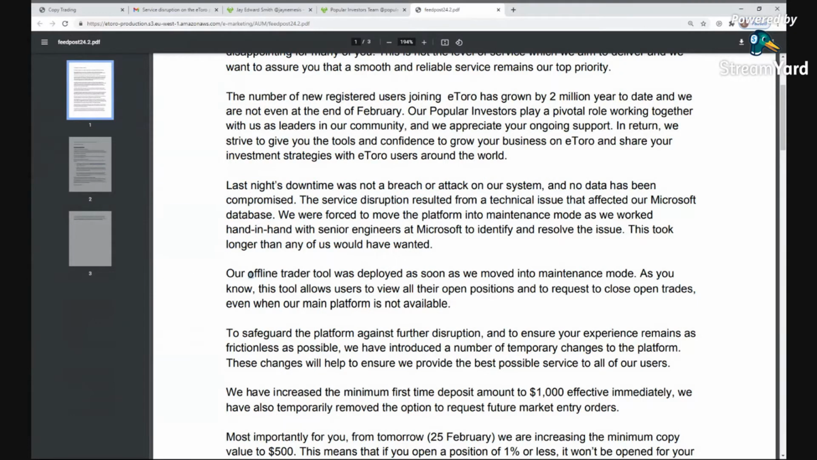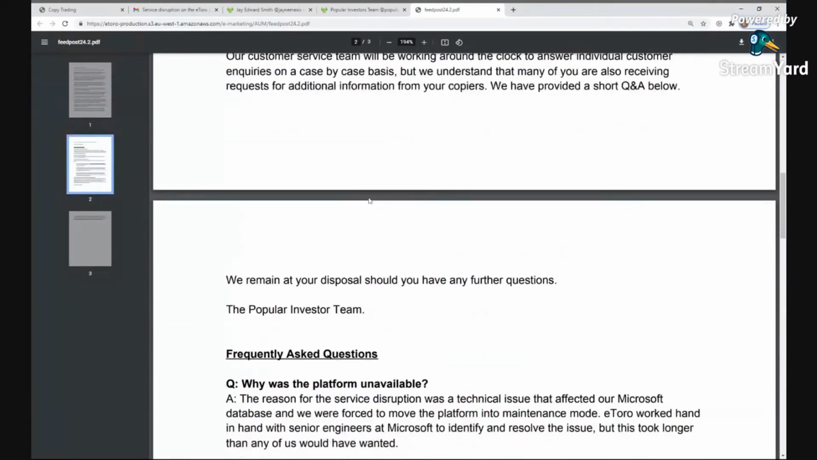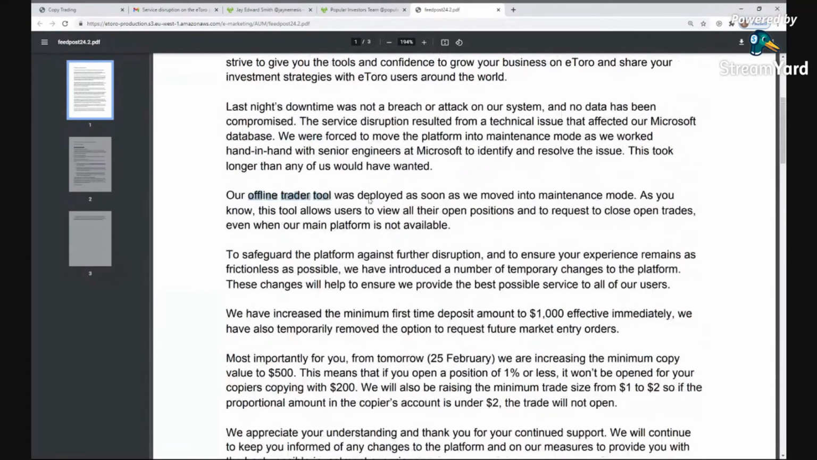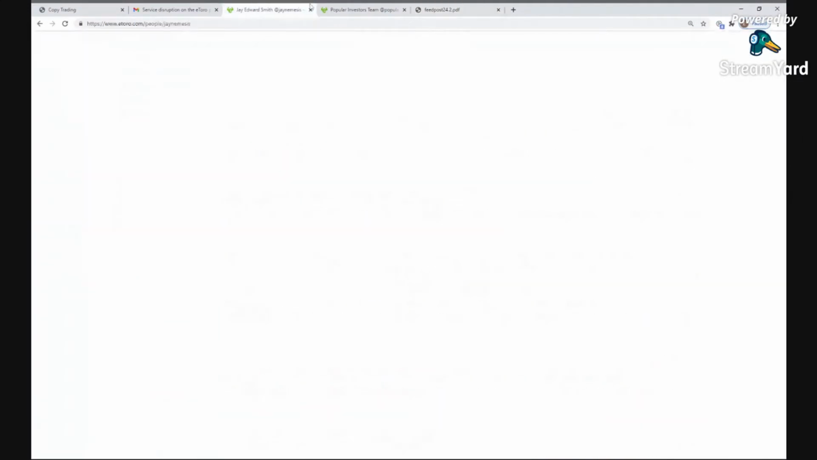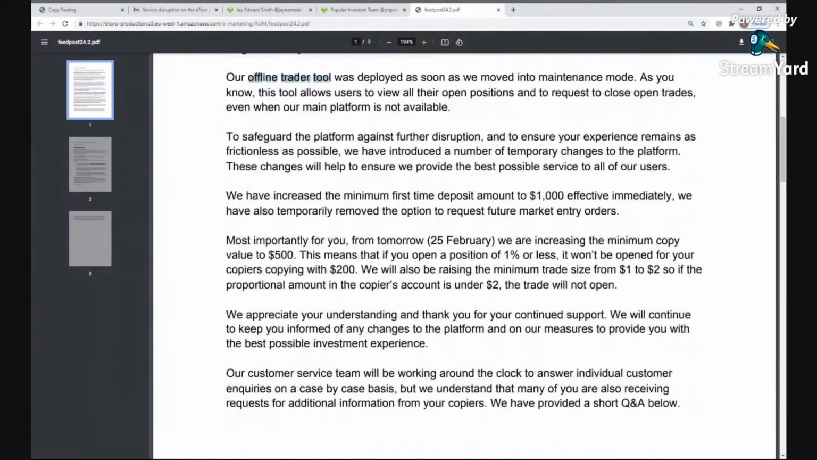They have an offline tool where you can close trades, etc. But they also said if you have any issues or you feel that you've lost out in any way, to contact their support, okay? So you can do that also. And looking here, it says most importantly, from tomorrow, February the 25th, we're increasing the minimum copy value to $500. This means that you need to open a position of 1% or less.